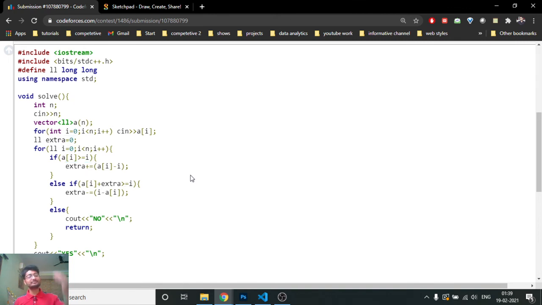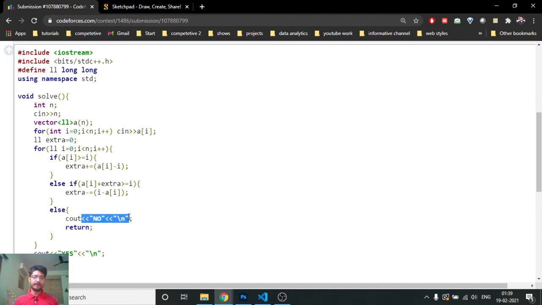Else, if my ai is smaller than i, then I have to check whether ai plus extra is greater than or equal to i. If I take the extra value and add it to the current stack value, and it becomes at least i, then it is fine. I will subtract the used amount from extra, because I've used this many balls from extra, and shift the rest to the next value.